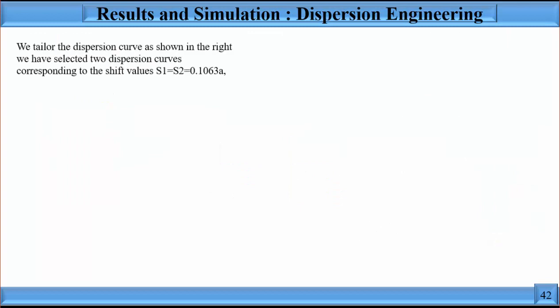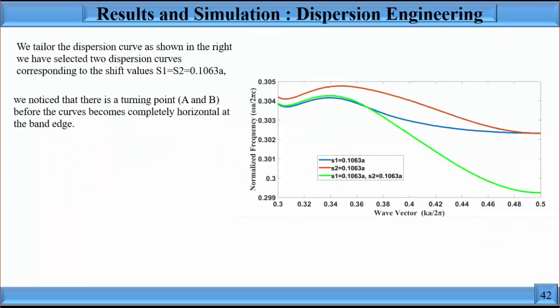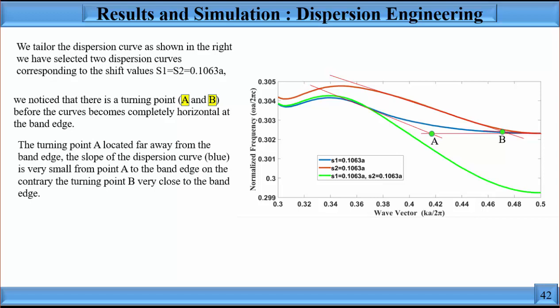Slide 42. Dispersion engineering. We tailor the dispersion curve as shown on the right. We have selected two dispersion curves corresponding to the shift values S1 equals S2 equals 0.1063a. We noticed that there is a turning point, A and B, before the curve becomes completely horizontal at the band edge. The turning point A is located far away from the band edge; the slope of the dispersion curve, blue, is very small from point A to the band edge.